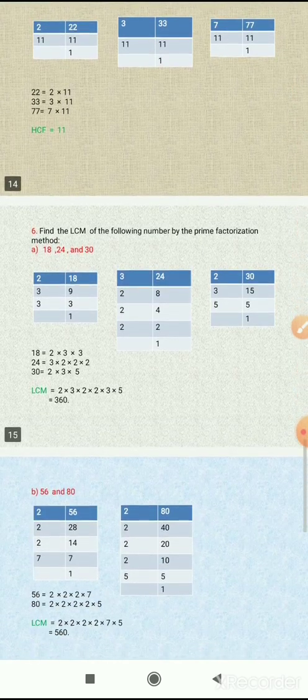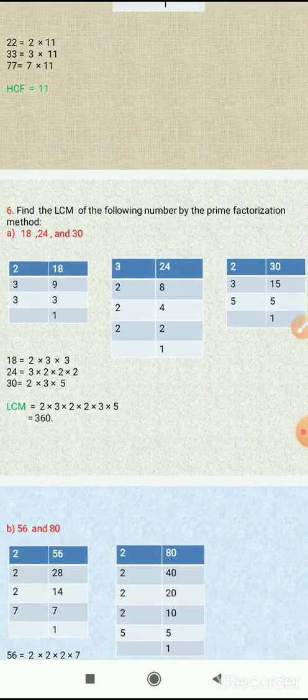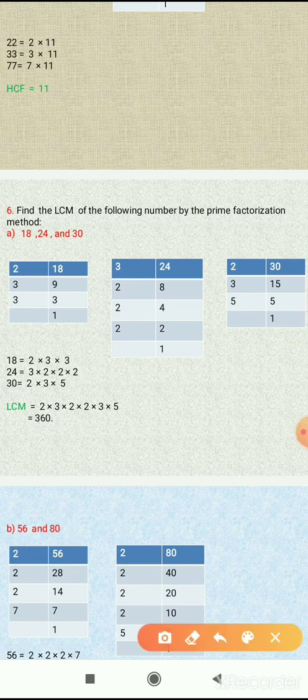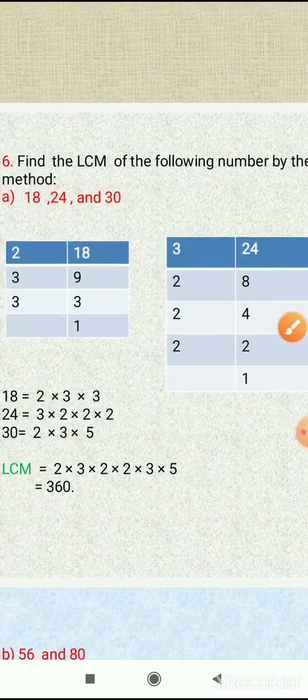Next question is sixth question. So in this question we have to find the LCM. What is full form of LCM? Lowest common multiple. Okay, so we find LCM of the given numbers by the prime factorization method. So first example is 18, 24 and 30. Okay, so first we find prime factorization of 18.